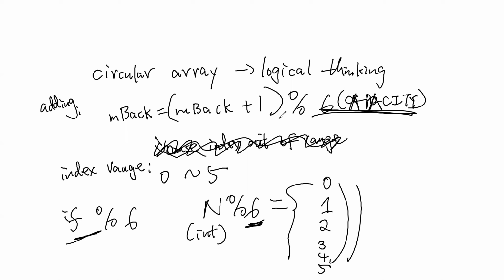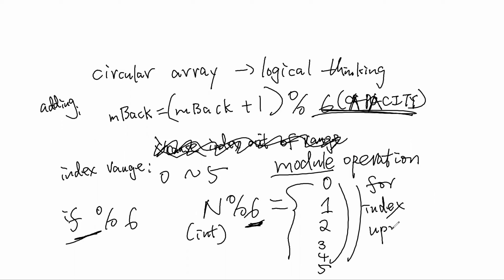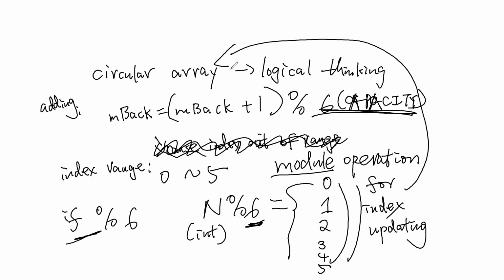So basically this module operation for index updating is the concept of circular array. It doesn't matter, even if n is 100 or 1 million, the remainder can only be these 6 possibilities. So that's why we call it a circular array. It can wrap around.